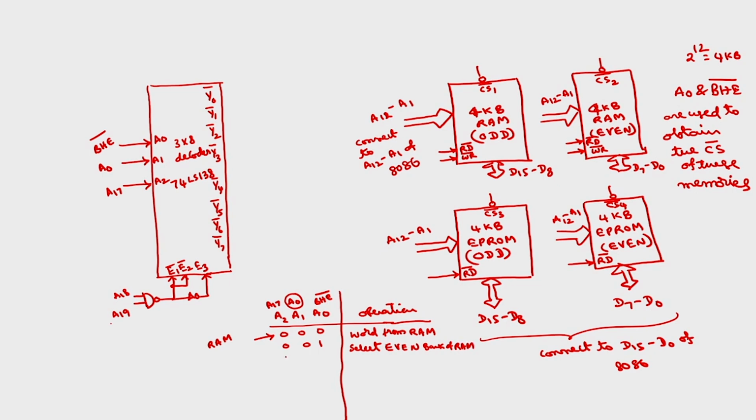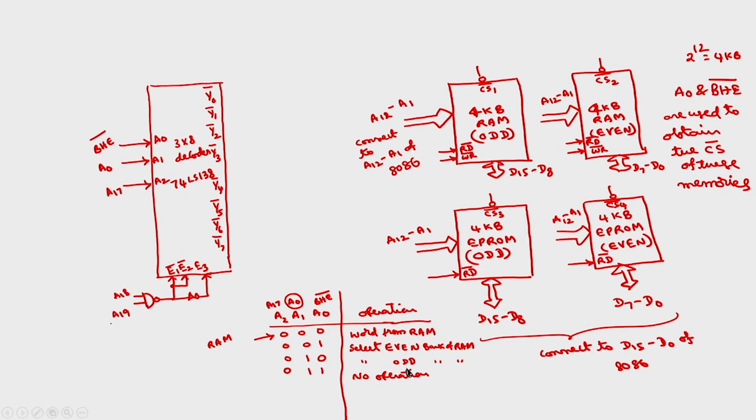Fine. Then 0, 1, 0. Now, BHE bar is 0 means bus high enable is 0, A0 is 1 means odd bank, A2 is 0, so RAM. So, select odd bank from RAM only. Then 0, 1, 1: this is no operation because both A0 and BHE bar are disabled, so not at all selected. So, this will not be allowed.